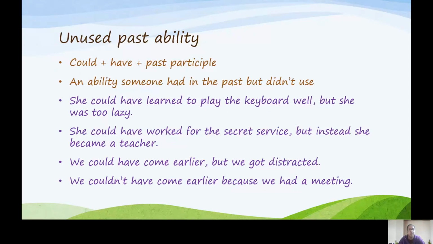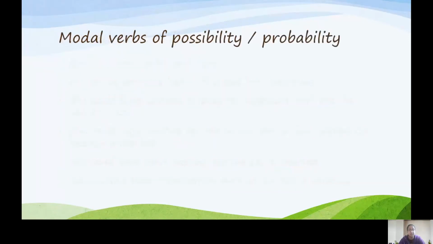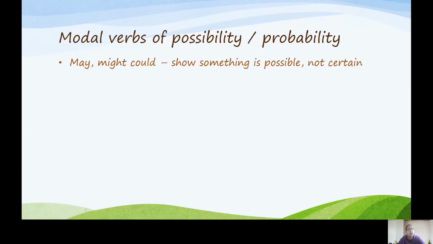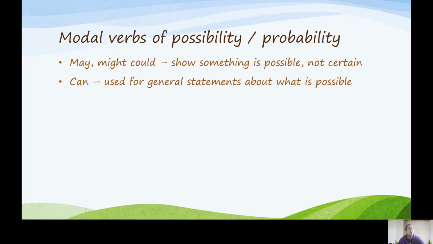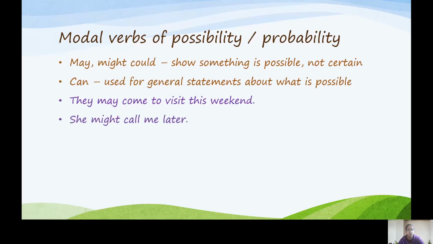Let's talk about modal verbs of possibility now. We use may, might, and could to show that something is possible, that it's not certain. We can use can for general statements about what is possible. They may come to visit this weekend. We could say they might come to visit this weekend, or they could come to visit this weekend. These all show possibilities.